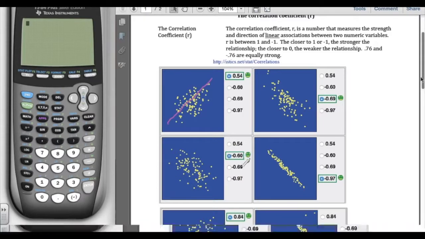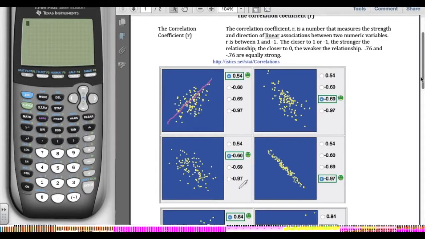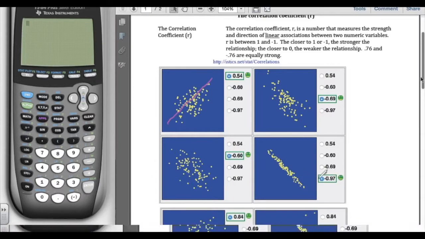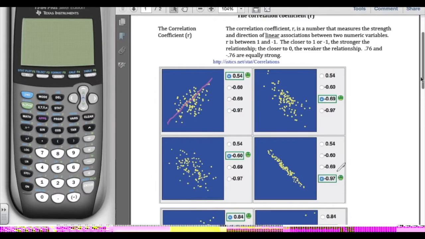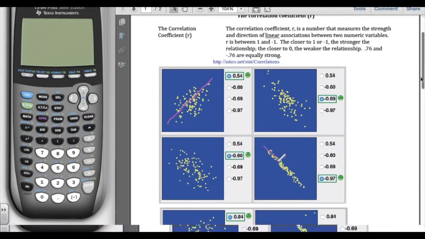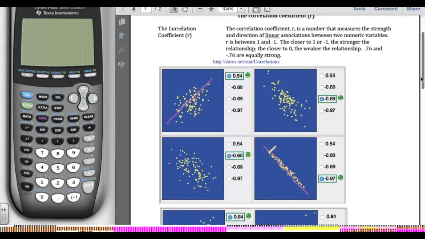Out of the remaining 3 r values, the negative 0.60, the negative 0.69, and the negative 0.97, the negative 0.97 is the easiest to spot. That's the only strong. You've got 2 moderates and a strong. This scatter plot in the bottom right is the strongest. The dots are very tightly clustered in the scatter plot.